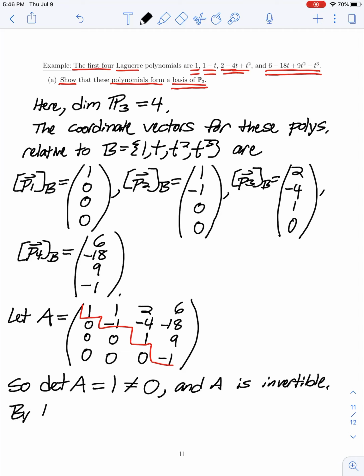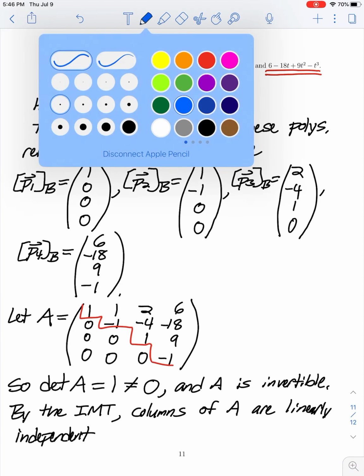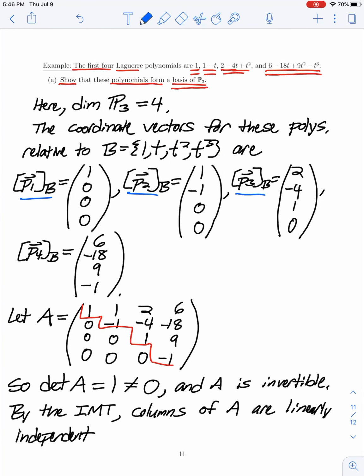So, by the invertible matrix theorem, the columns of A are linearly independent. So here we have a set of linearly independent vectors. The number of vectors that we have, 1, 2, 3, 4, is equal to the dimension of the vector space.